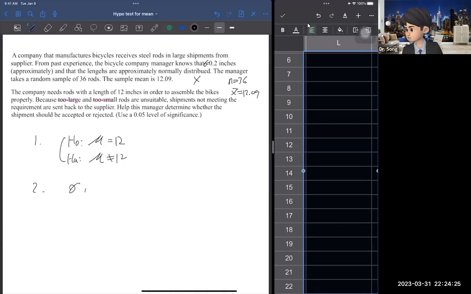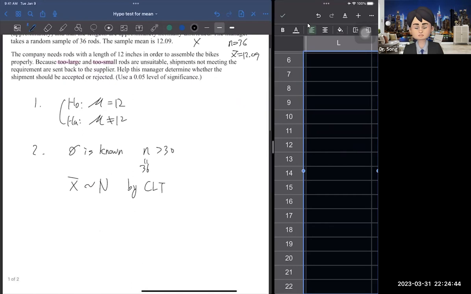Then the second step, we need to check the conditions. In this case, the sigma is known, the sample size is large enough, and X follows a normal distribution. The sample size in this case is 36, which is greater than 30. Then we can say that x bar follows a normal distribution by the central limit theorem. So we can use a z-test statistic. As a third step, we calculate the z-test statistic: x bar minus population mean mu over the standard error, and the standard error is sigma over square root n. What you need to do is plug in the numbers and calculate this test statistic.